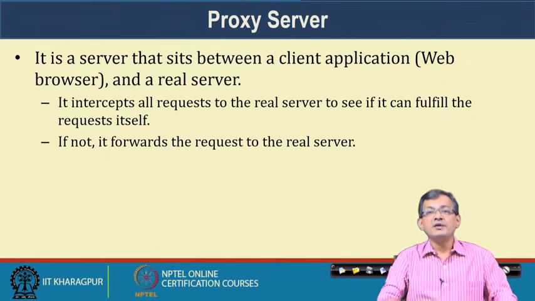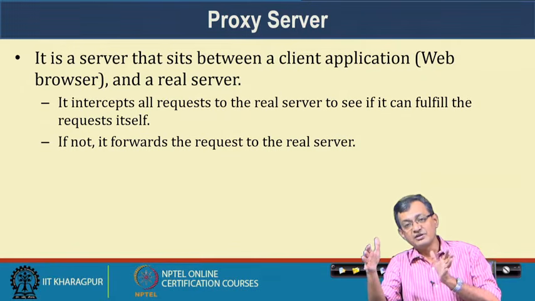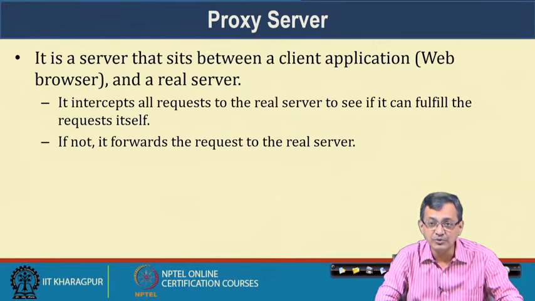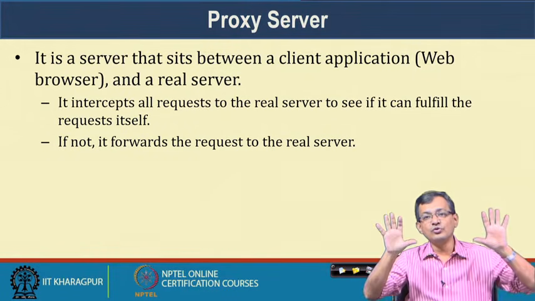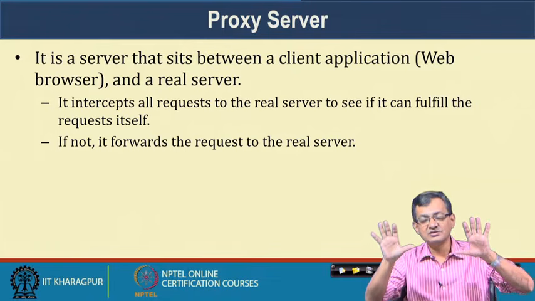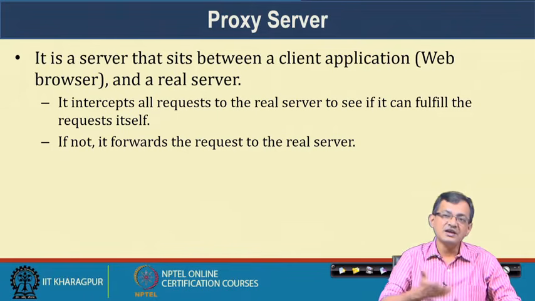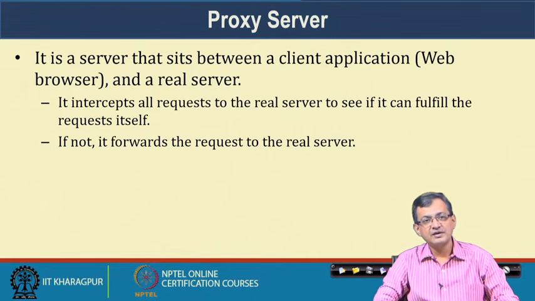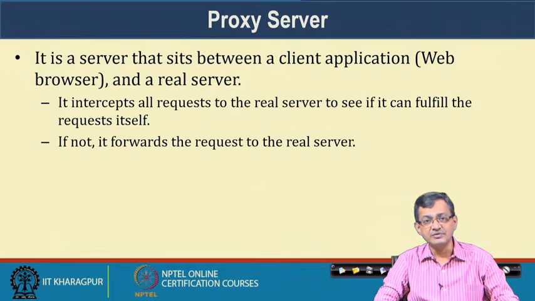How are things maintained? I have an IP and port, the proxy has an IP and port, and this particular tuple with the protocol is unique for all connections, right. So, even if I have two browser instances, say Mozilla, accessing the same page, they have different ports while going out. The proxy intercepts all requests to the real server to see if it can fulfill the request itself. If not, it forwards the request to the real server, right.